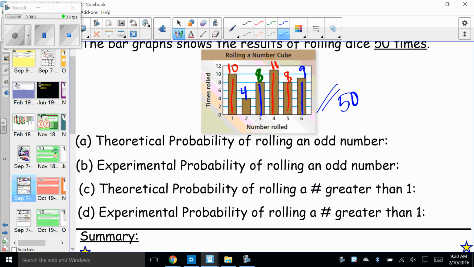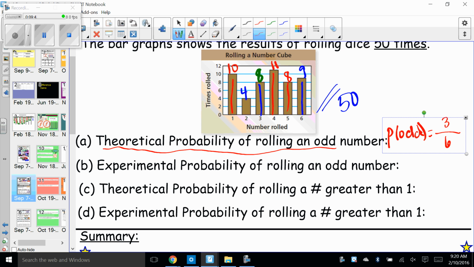What is the theoretical probability of rolling an odd number? So in theory, what's the chance I get an odd number? So we would say, what's the probability that I get odd? In theory. So how many are odd? Well, the numbers 1, 3, and 5 are odd. So we have 3 odd chances out of 6. So the chance that I get an odd is actually 50%. I have a 50% chance in theory to get an odd number when I roll a dice one time.